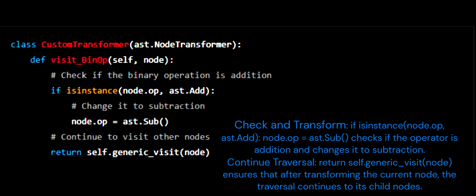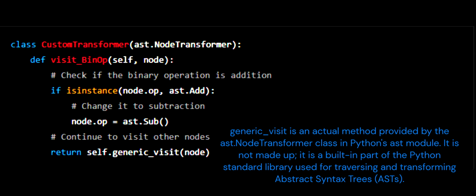Check and transform: if isinstance(node.op, ast.Add): node.op = ast.Sub checks if the operator is addition and changes it to subtraction. Continue traversal: return self.generic_visit(node) ensures that after transforming the current node, the traversal continues to its child nodes. generic_visit is an actual method provided by the ast.NodeTransformer class in Python's AST module. It is not made up. It is a built-in part of the Python standard library used for traversing and transforming abstract syntax trees, ASTs.